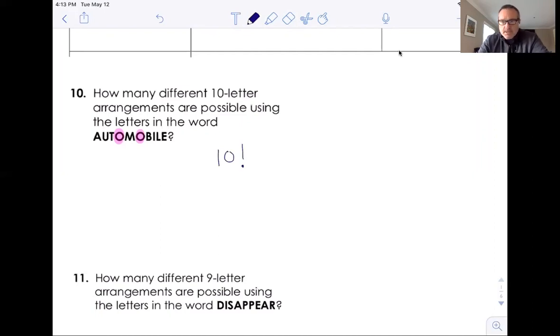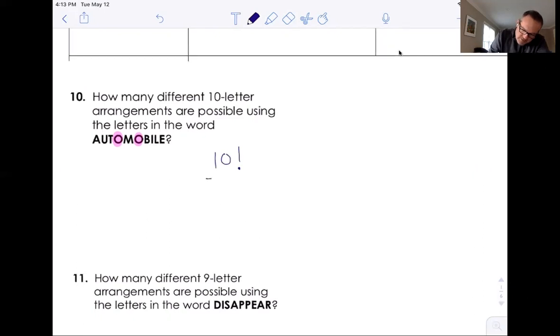The problem is the O gets repeated. So if you flip-flopped the position of the O's, it wouldn't change the arrangement, right? Because it's the same letter. So basically, O appears twice, which means we actually lose combinations there. In fact, the way we do that, since we have a letter that repeats, we just divide by 2 factorial.